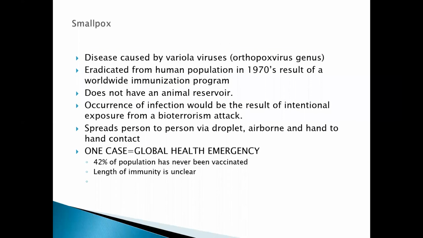If we have even one case of smallpox, it would be a global health emergency because 42% of the population has never been vaccinated, and the length of immunity is unclear with vaccinated. And judging by how it spreads so many different ways, you would have a very, very serious problem if we ended up having even one case that spread. Like Contagion, that one movie, I could imagine it spreading everywhere.